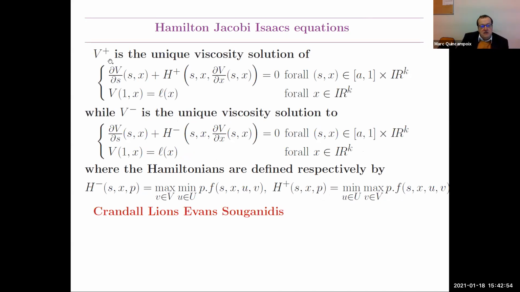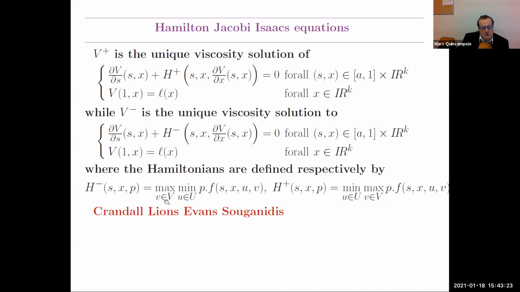V plus is a unique solution of some Hamilton-Jacobi equation. I will explain. There is a boundary condition. It means when we start at the final time, we have only the cost. And this is the Hamilton-Jacobi equation, the derivative of V with respect to the first variable. There is a Hamiltonian, and the derivative of V with respect to the second variable. And the two Hamiltonians are defined like this.